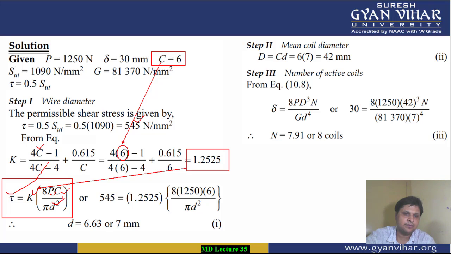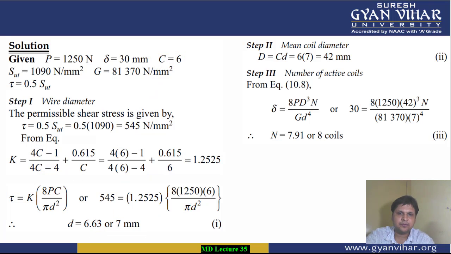All the values are given except the wire diameter. So this is the unknown. From the equation we can calculate the value of this unknown small d. Small d, if you calculate, you will find it equal to 6.63, or if you round off, it will become equal to 7 mm.